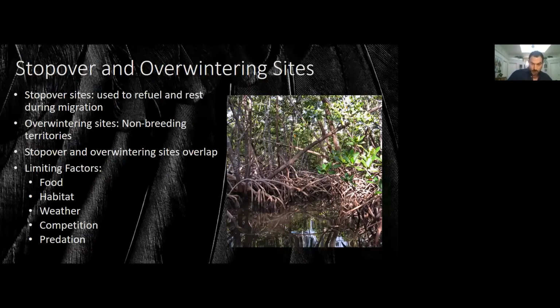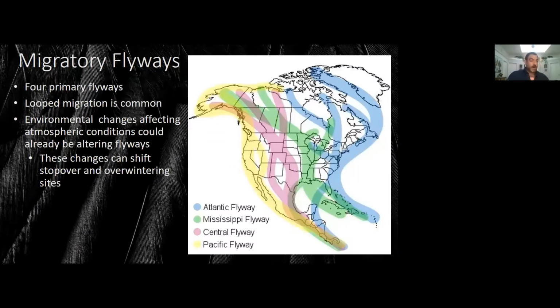Environmental changes are affecting these migratory paths, because environmental and climate changes are affecting the atmospheric conditions and the weather conditions. So this is changing different flight paths, which can end up changing overwintering ranges as well.